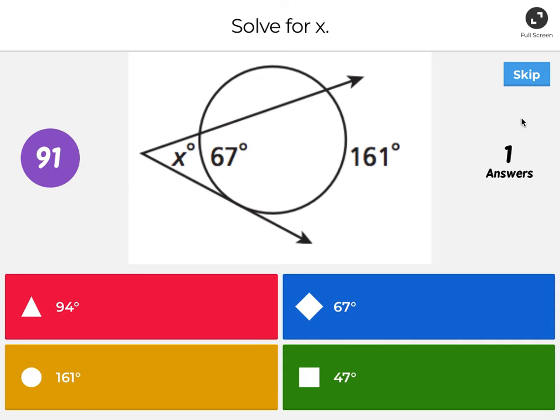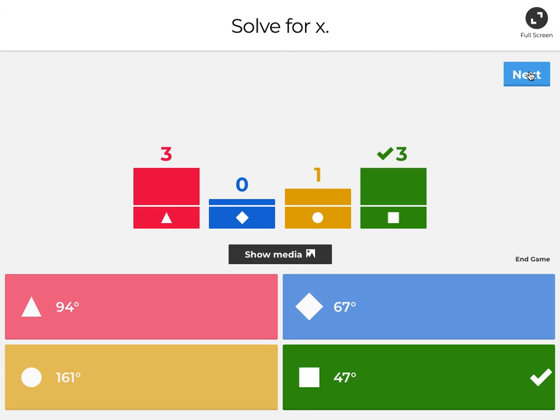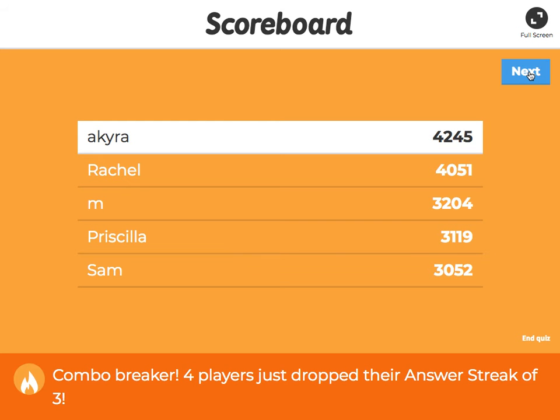Okay. You're looking for the angle this time. You've got both arcs. Let's take a look. The angle x is half of the difference between 161 and 67. 161 minus 67 is 94. Half of 94 is 47. So the answer is 47. Not just 94, half of 94.